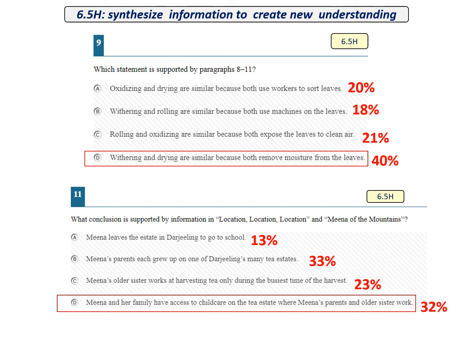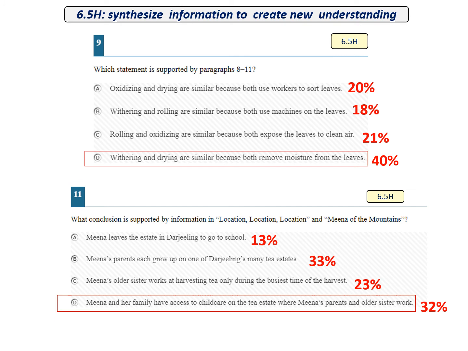This question required students to compare and contrast two sections of the selection. The answer was D, "Mina and her family have access to childcare on the tea estate where Mina's parents and older sister work." 32% of students got the answer correct. 33%, however, were distracted by B, "Mina's parents each grew up on Darjeeling tea estates." This answer choice is incorrect because it cannot be supported with any evidence from the selection.